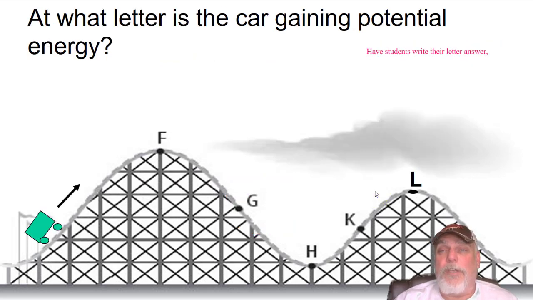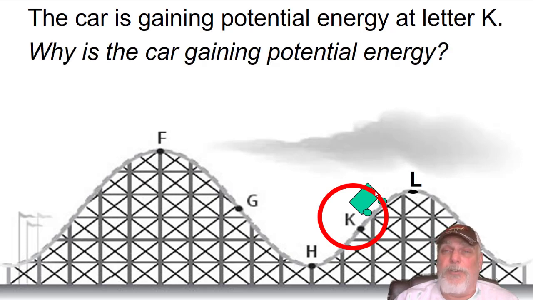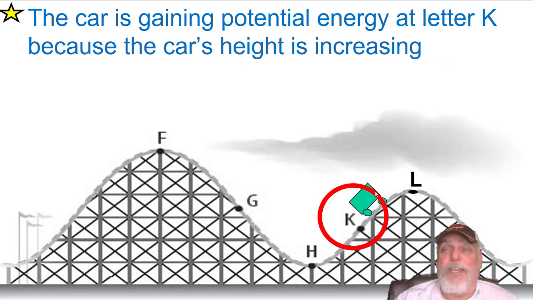At what letter is the car going to be gaining potential energy? What you're going to want to be looking at is where the car is increasing its height. The car is going to be gaining potential energy at letter K. Why? Because the car is gaining height. Its potential energy is increasing at letter K because the car's height is increasing. So between H and L, the car is increasing in height. Therefore, it's going to be increasing in potential energy.